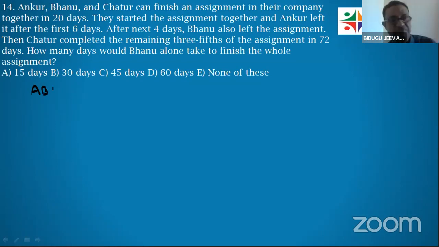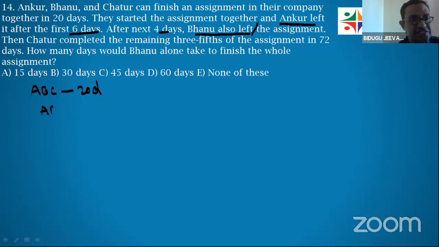They started the assignment together, and Ankur left after the first 6 days. After the next 4 days, Bhanu also left. I'll write this one up to here. A, B, C together worked for 6 days. After 6 days, Ankur left. So who are the people available? Bhanu and Chatur, BC. They worked 4 days, and then Bhanu also left.